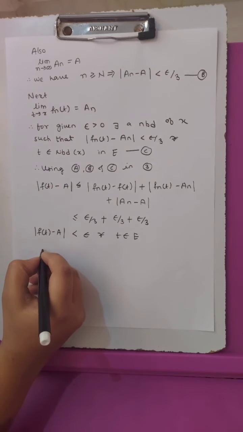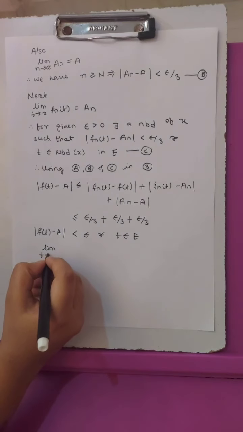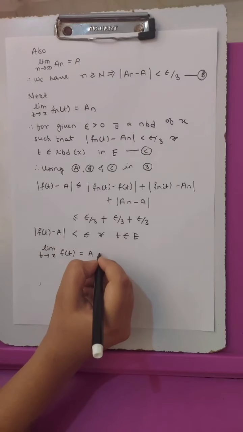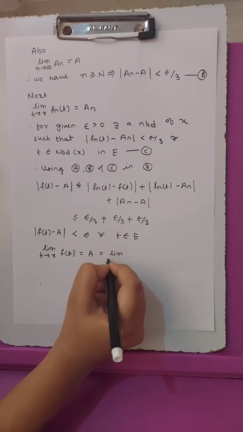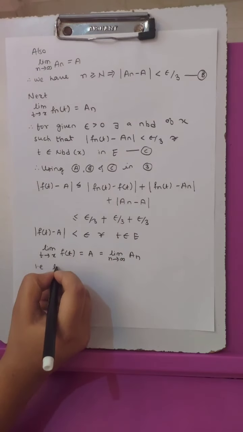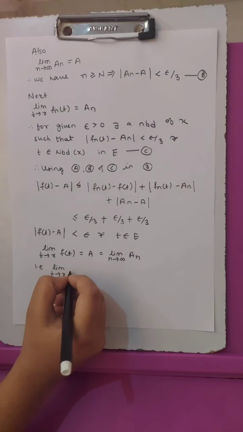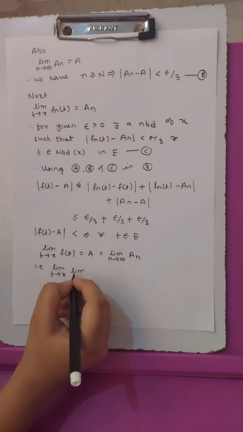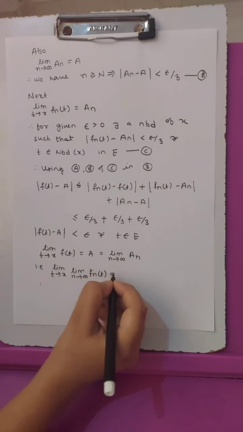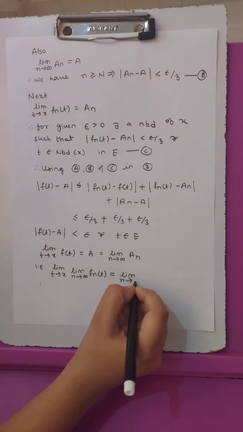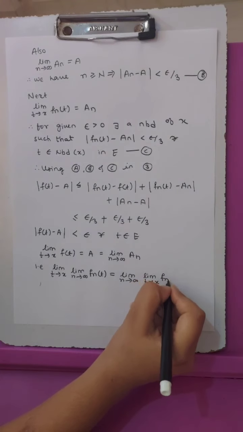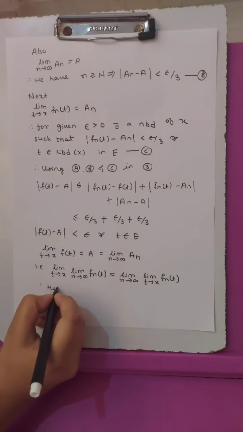Therefore, we can say that limit t tends to x, f of t is equal to A, and here A is equal to limit n tends to infinity An. That is, we can say that limit t tends to x, and we know that f of t is equal to limit n tends to infinity fn of t, which is equal to limit n tends to infinity An, and that is equal to limit t tends to x fn of t, and hence the theorem is proved.